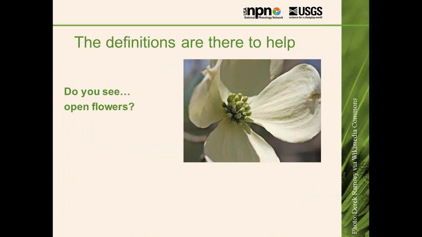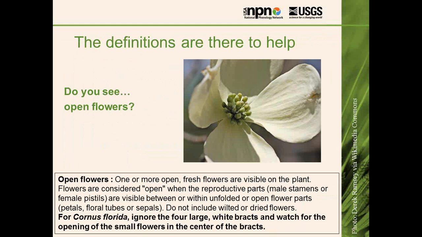So just to give you an example of that, for this picture here, if you were asked the question, do you see open flowers? And perhaps if you didn't know too much about this particular species, you might say that this was indeed an open flower. However, if you read the definition that we provide, it gives some very detailed species-specific information that tells you, if you read the bold text at the bottom, for this species, Cornus florida, ignore the 4 large white bracts and watch for the opening of small flowers in the center of the bracts. So you would actually report a no for open flowers for this particular photo here.